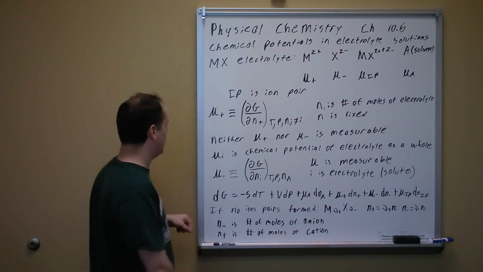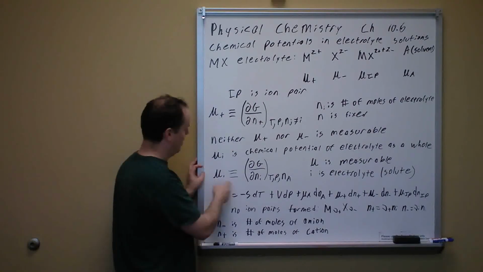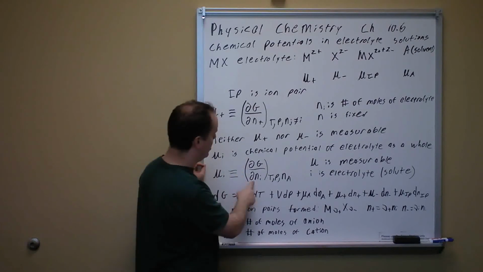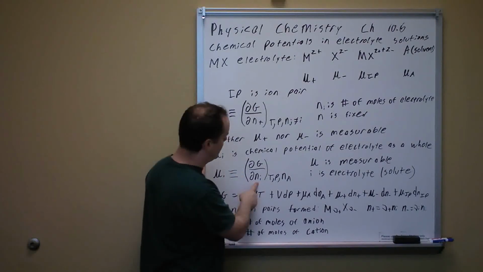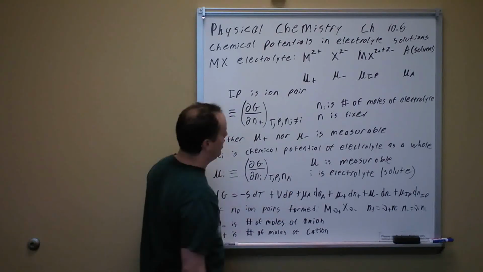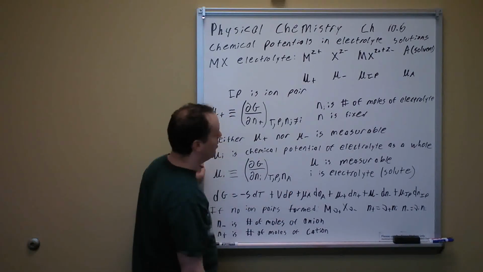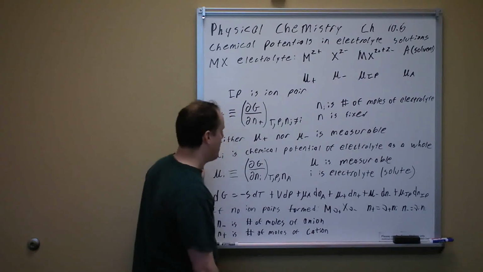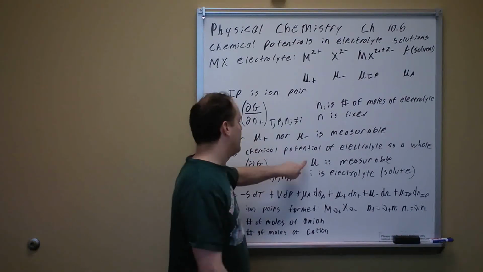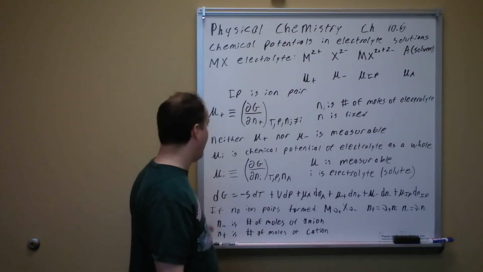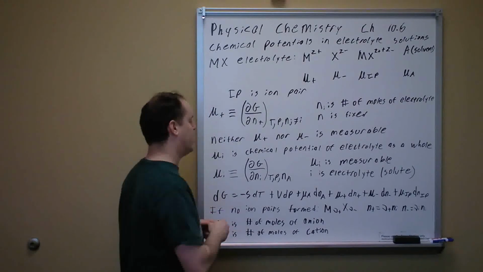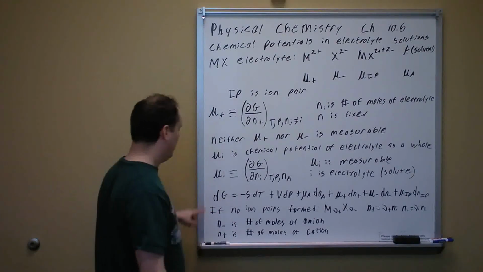So the chemical potential of our substance I is just going to be the same as we had before. The derivative of the Gibbs free energy with respect to the number of moles of the substance I, holding temperature and pressure, and the number of moles of the solvent constant. So right now we're just looking at one solute in a solvent. So mu here, this mu sub I, this is measurable. And I, of course, is our electrolyte, our solute.